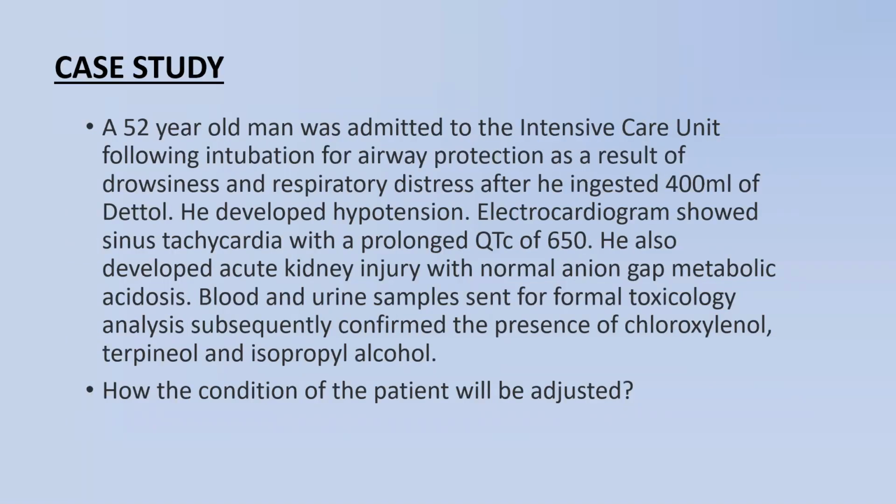Case study. A 52-year-old man was admitted to the intensive care unit following intubation for airway protection as a result of drowsiness and respiratory distress after he ingested 400 ml of Dettol. He developed hypotension. Electrocardiogram showed sinus tachycardia with a prolonged QTc of 650. He also developed acute kidney injury with normal anion gap metabolic acidosis. Blood and urine samples sent for formal toxicology analysis subsequently confirmed the presence of chlorhexinol, terpineol and isopropyl alcohol. How will the condition of the patient be managed?